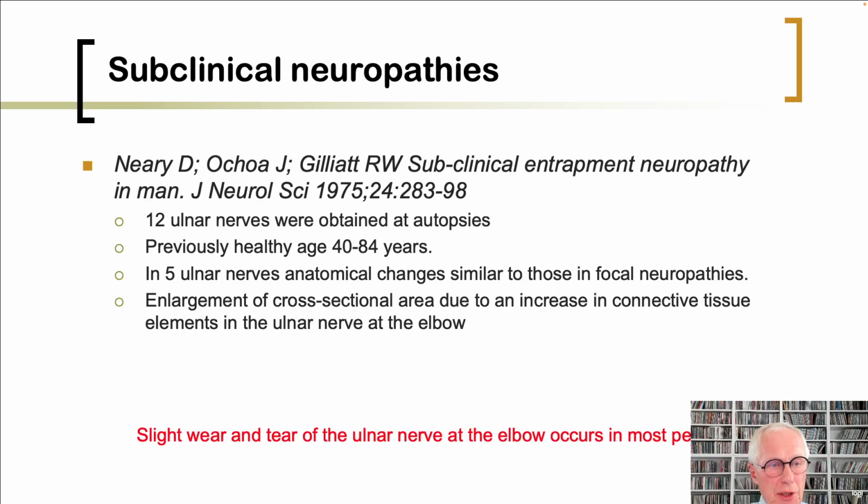A number of years ago, Neary, Ochoa and Gilliatt looked at cadavers, 12 subjects, and they looked at the ulnar nerve at the elbow, and they found in 5 subjects anatomical changes that are similar to those we see in focal neuropathies. And these were all healthy subjects, so they had no known ulnar neuropathy during their lifetime. So obviously there is a slight wear and tear of the ulnar nerve at the elbow in most people.